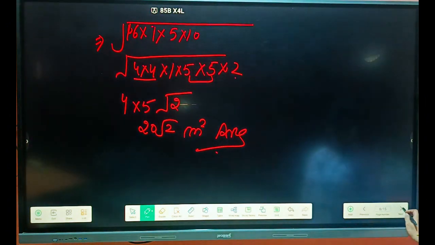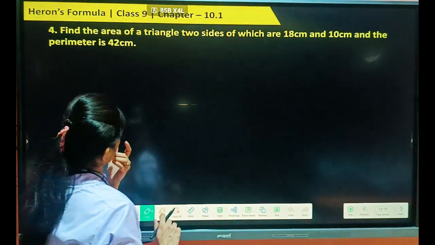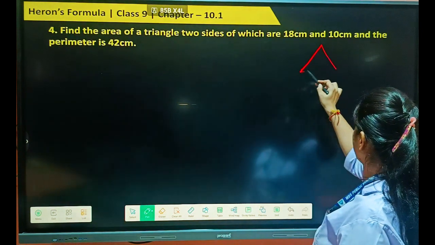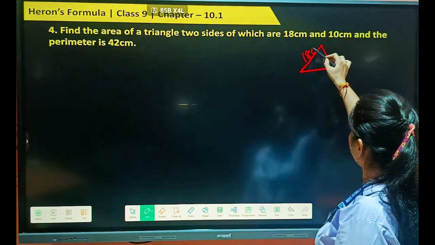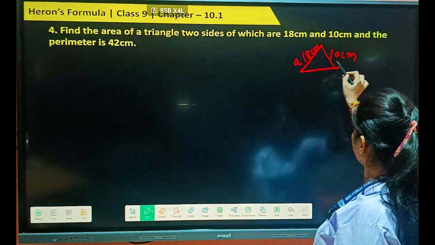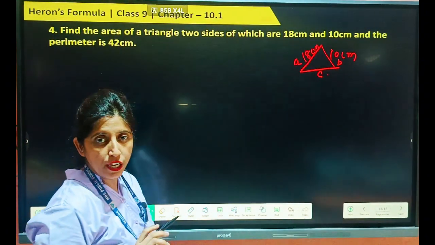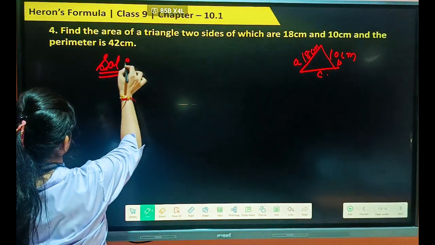Next we will do the next question. Find the area of the triangle. Area of triangle we have to find whose two sides are given. One is 18 centimeter and one is 10 centimeter. This is A, suppose this is B. C we have to find. And perimeter is also given, 42 centimeter. Okay. So solution we will do.